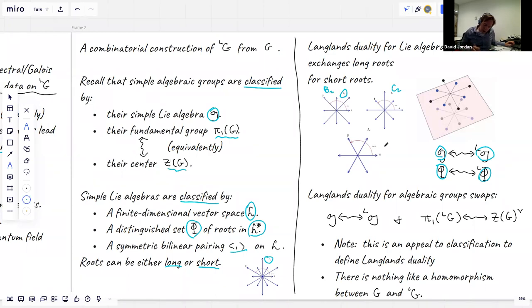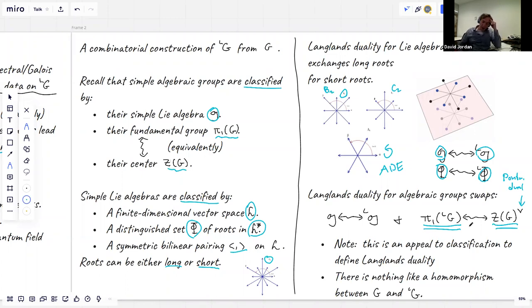So you notice right away that the type A root systems, and in fact the ADE root systems, are fixed by Langlands duality. So the Lie algebra doesn't really change in some sense. Langlands duality is still interesting even in the ADE case, because what happens is that the fundamental group and the center get swapped. So the fundamental group of the Langlands dual is the same as the Pontryagin dual of the center of G. Just to remind you, for a simple algebraic group, these are necessarily finite groups.